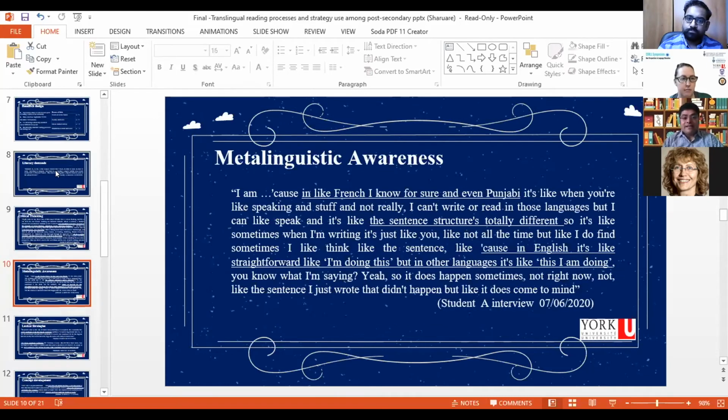And in terms of metalinguistic awareness, from our interviews one student said: I, like French, I know for sure, even Punjabi, when you are speaking and stuff, not really. I can write or read in those languages, but I can speak. The sentence structure is totally different. And he said, because English is like straightforward, like I'm doing, but in other languages, I'm not doing. So he wants to say that it doesn't happen sometimes, like the sentence I just wrote, it does come to mind.